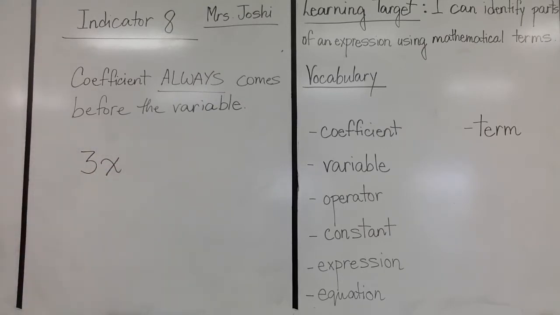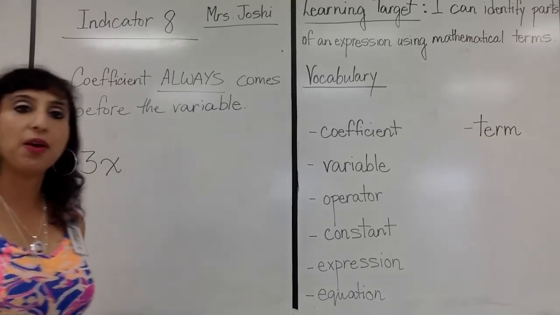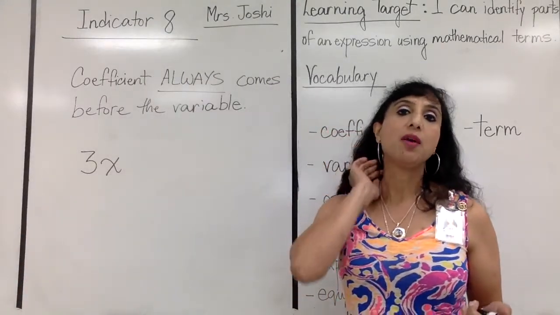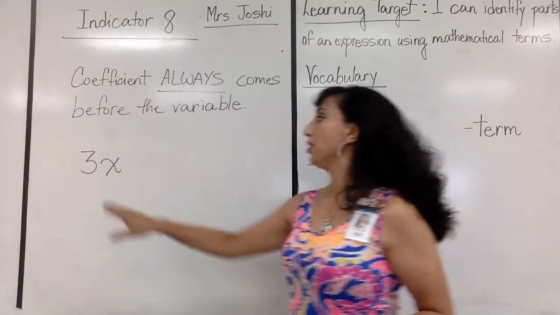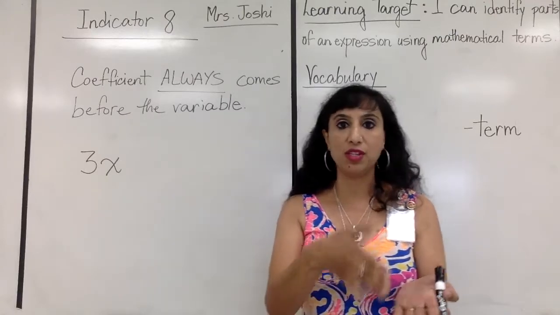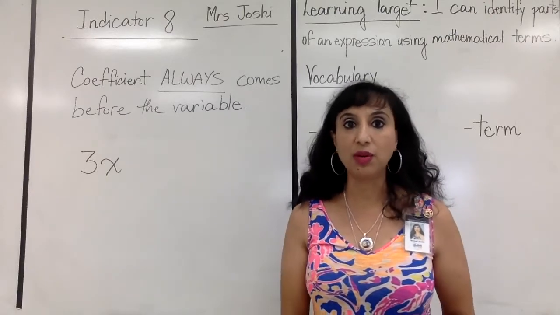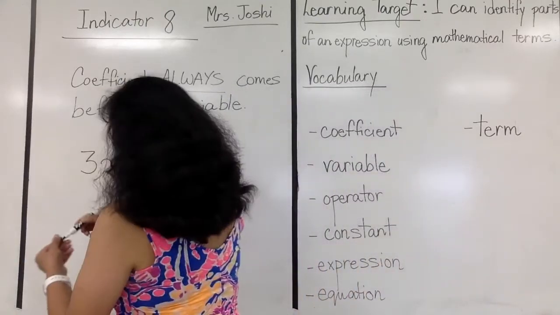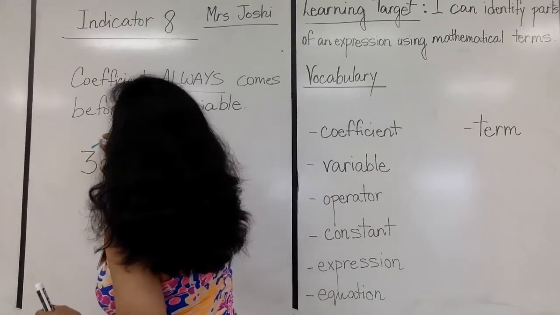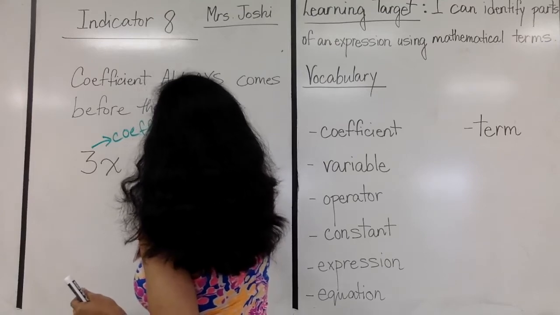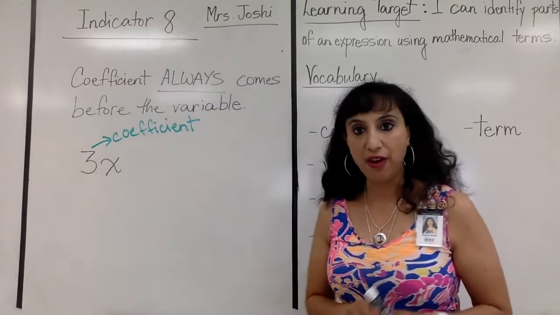we know that a coefficient is a number which is used to multiply with a variable. It's always written before the variable because 3x means 3 times x. We just don't write the times because 3x means multiplication. So this number that is written before the variable is called the coefficient. Coefficient always comes before the variable.